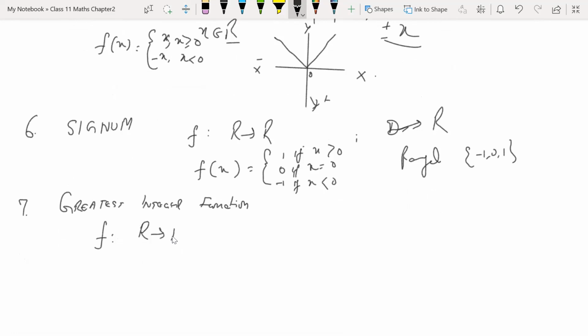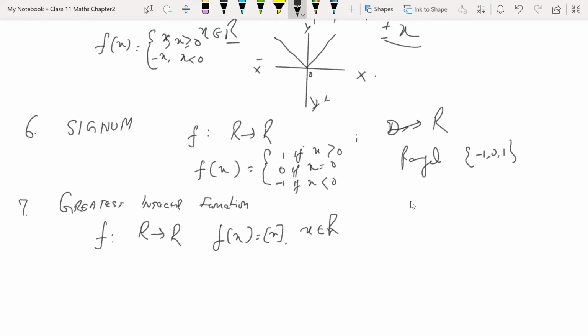The function f from R to R, where R is the set of real numbers, defined by f(x) = [x], for x belonging to R, assumes the value of the greatest integer less than or equal to x. The greatest integer less than or equal to x.